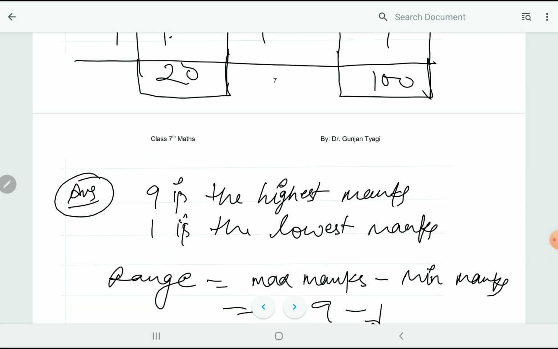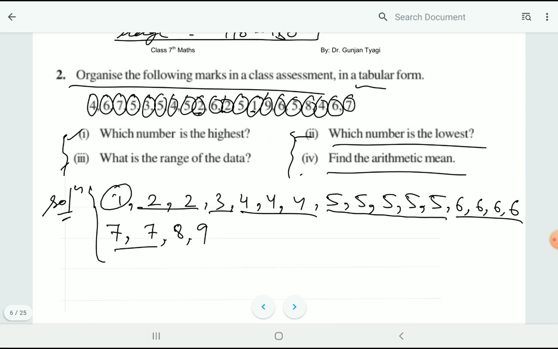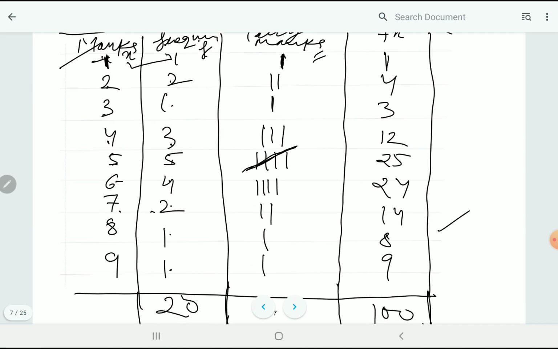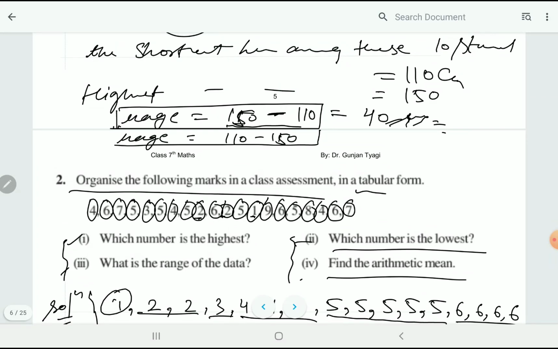Question number 2 is completed. First of all, I arranged the data in tabular form, then we did all the parts of this question. So in this video we have completed questions number 1 and 2 of this chapter.